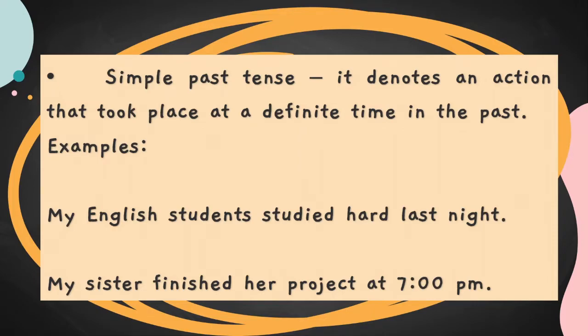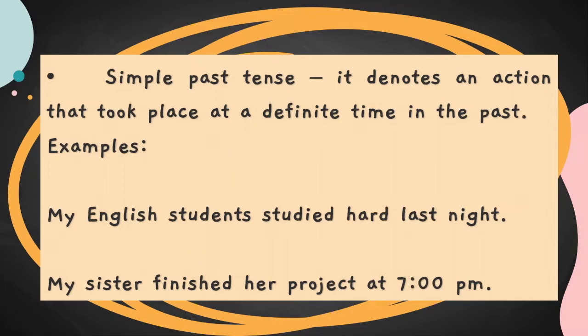Examples: My English students studied hard last night. The verb in this sentence is studied. Studied is expressed in a definite time in the past, and we also have the time indicator, the words last night. Next example: My sister finished her project at 7 p.m. 7 p.m. is a definite time that has happened in the past.